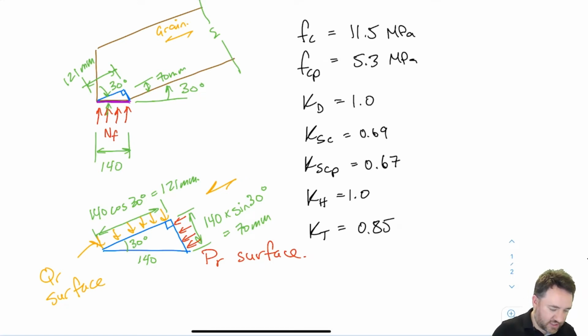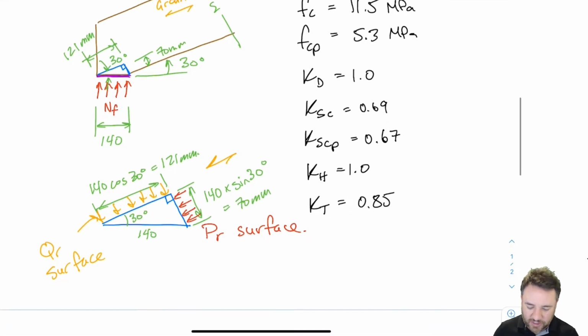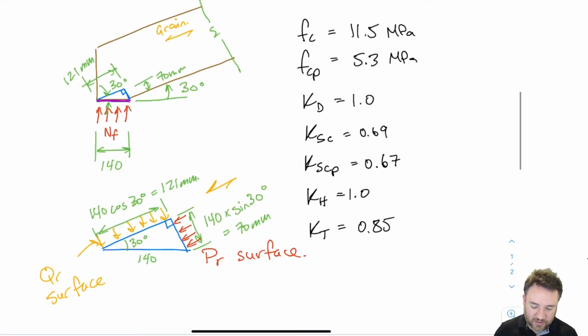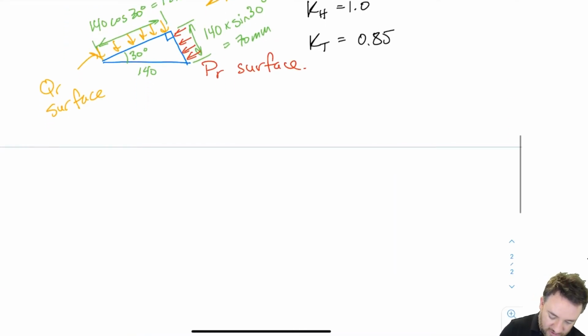Okay, so that part's all done. Now we can start calculating the PR component and the QR component of these surface strengths. And then after we do that, we're going to combine them using the interaction equation for compression at an angle to grain. Okay, so let's start with the PR component.